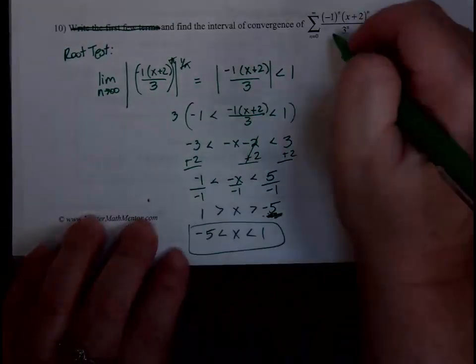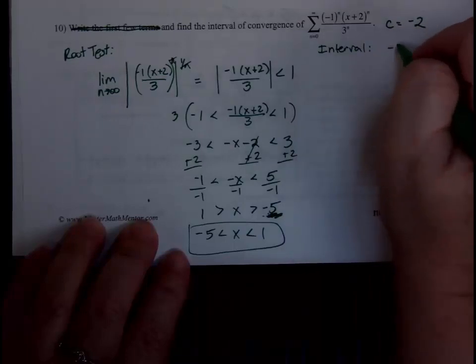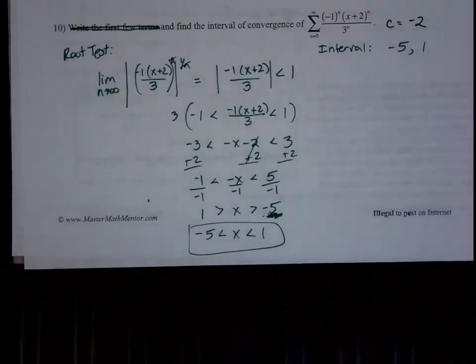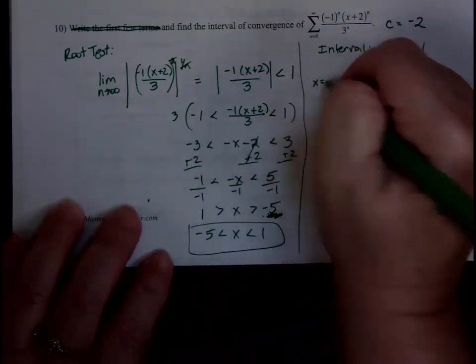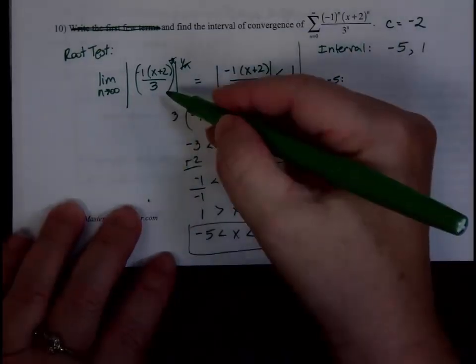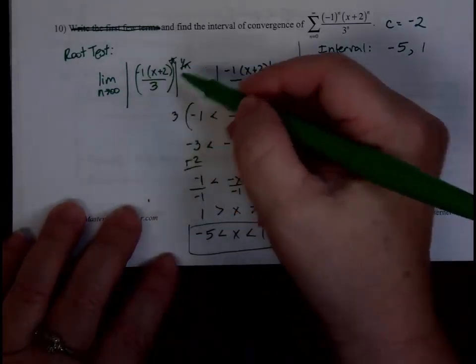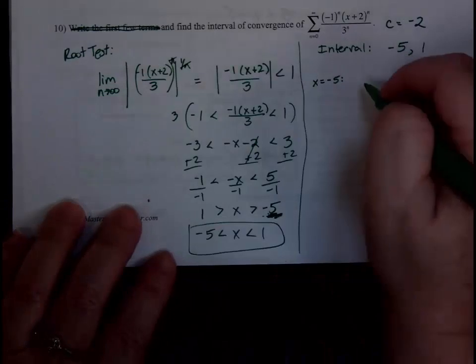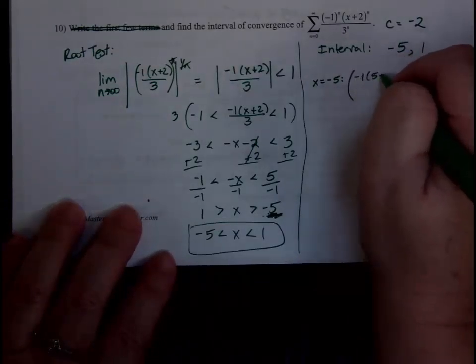So the interval is -5 comma 1, no outsides yet. So we're going to do -5 first. I'm going to tell you that it's much easier to plug in the -5 for x in the factored problem, the one where we took the n out of everything. So we're going to have -1 times (-5 plus 2) over 3 to the n.